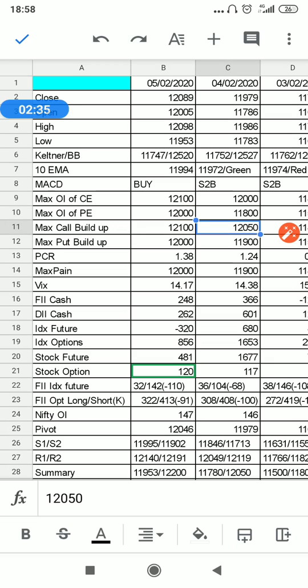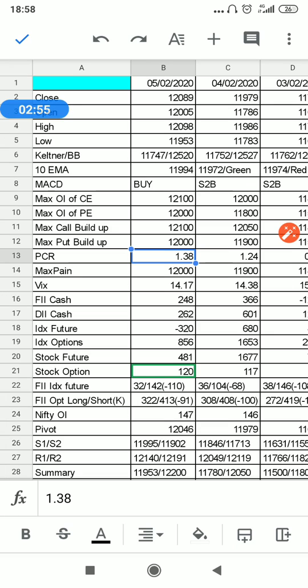Okay. So till yesterday people were writing 12,050 call. Today people started writing 12,100. So maximum build up on the call side also has gone up. Similarly, maximum put build up has gone up from 11,900 level to 12,000. So from the option chain data, it is pretty clear that everything is green and positive, which is good.